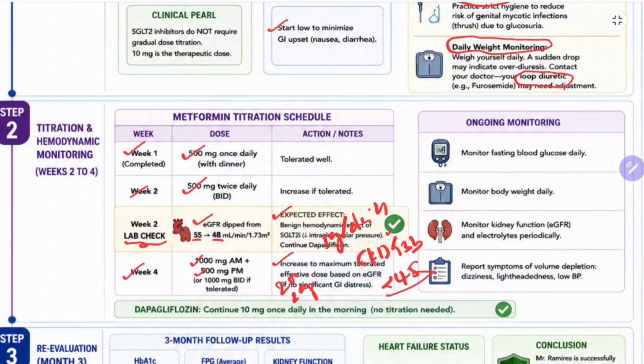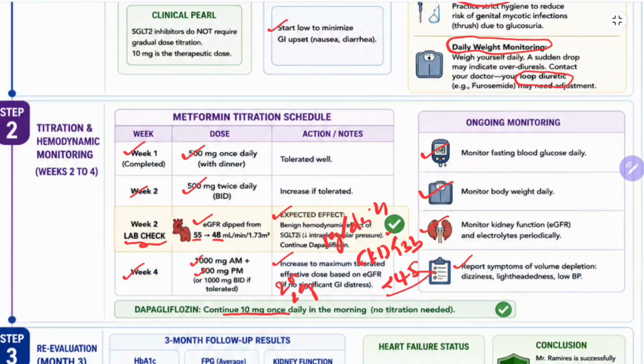Okay, and also we should have in mind that these CKD patients already have GI side effects because of uremic gastropathy, so that's why they tolerate less. So see the patient and then titrate the dose. So monitor fasting plasma glucose, monitor the weight, monitor the eGFR and electrolytes, and report if any symptoms of volume depletion occur, like dizziness, lightheadedness, low BP.